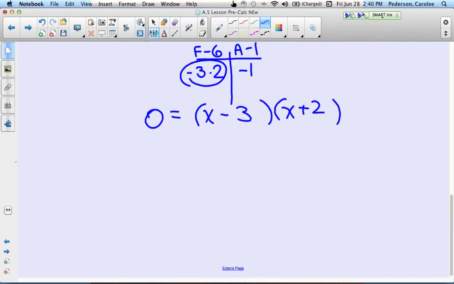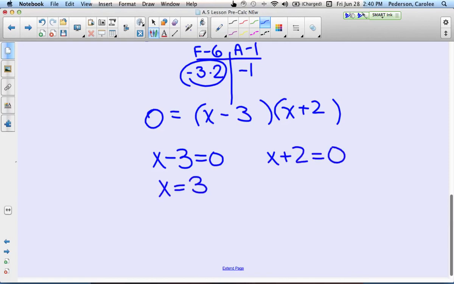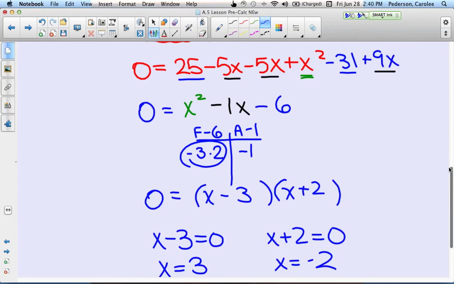Now, I set those factors equal to 0. That's called the zero product property. And I solve them separately for x. So I get x equals 3 and x equals negative 2. You get 2 answers, a positive answer and a negative answer.